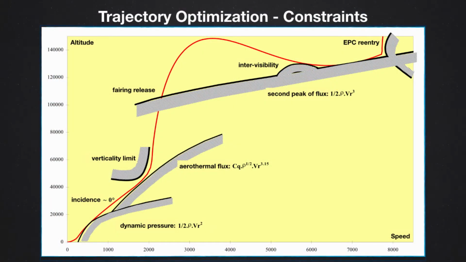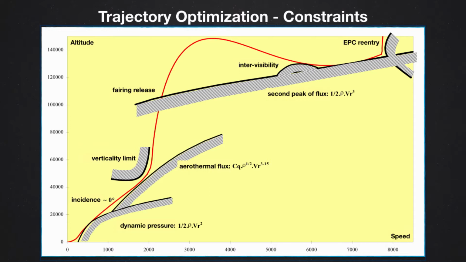At the same time, you want to avoid the aerothermal flux, which is the second curve. It goes with the cube of the velocity, it doesn't go with the square like the dynamic pressure. This is why the second curve is different. So you want to test being away from those zones. At the same time, you have a verticality limit.